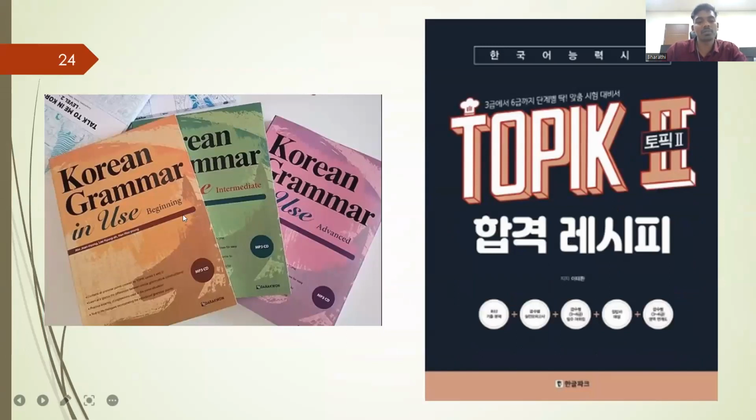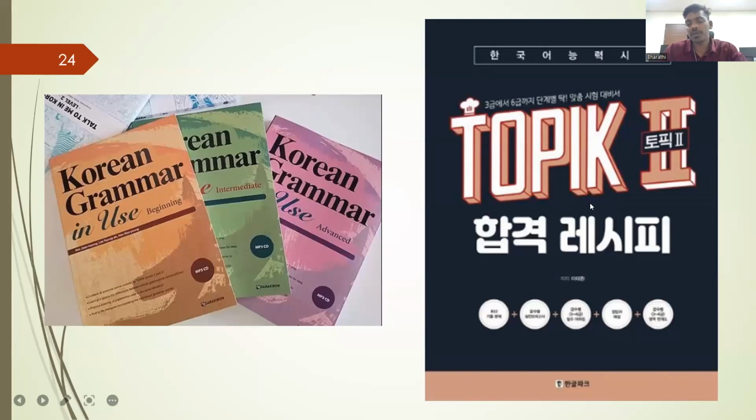There are 3 books, for beginner, for intermediate and for advanced level. So for every level they have a separate book. You just buy one book. The beginner book you can buy and read. It also has English translation.